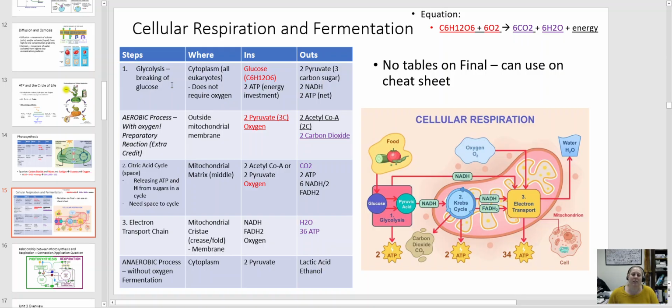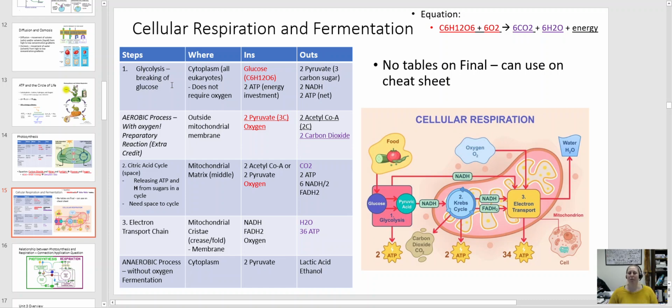So glycolysis is the breaking of glucose. Glucose is too big to fit in the mitochondria, and so it needs to be broken down, which takes a little energy. It is done outside of the mitochondria in the cytoplasm of the cell for all eukaryotes, and it does not require oxygen.